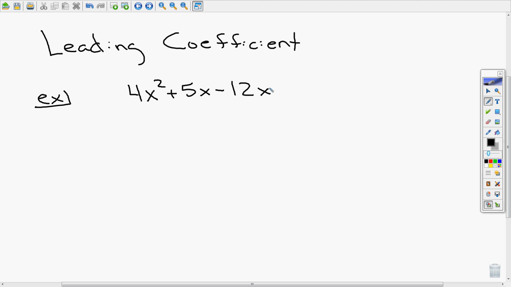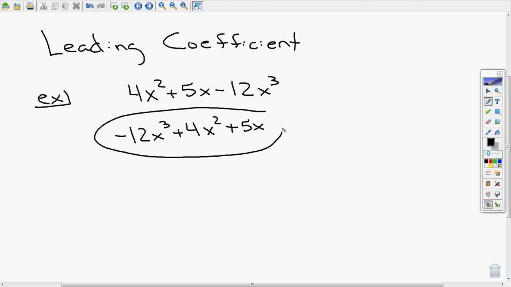So for example, if we had this 4x to the second plus 5x minus 12x to the third. Well, first we have to make sure it's in descending exponential order, and this one is not, so we need to move things around. Negative 12x to the third plus 4x squared plus 5x. Now this is in descending exponential order. Now we can see what the leading coefficient is. It's the coefficient in the very front. The leading coefficient for this one is negative 12, and just negative 12.